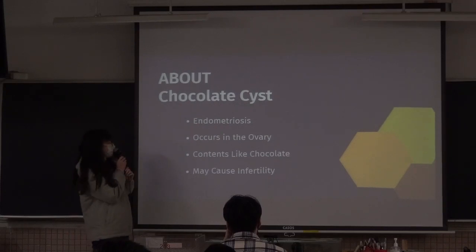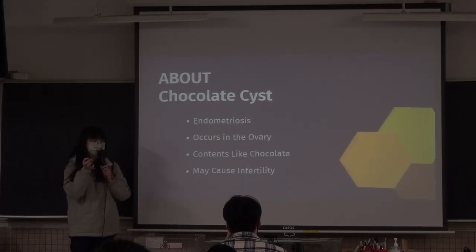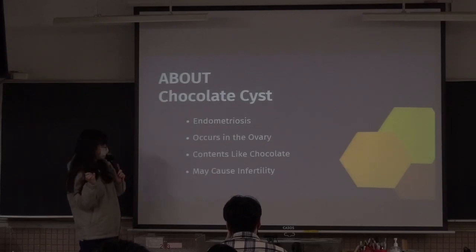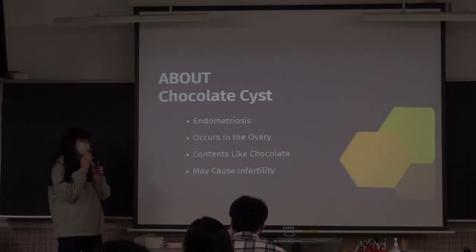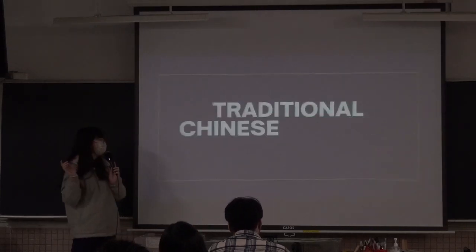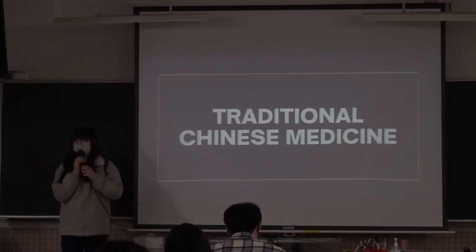Okay, so why it's called chocolate cyst is that the content in the cyst looks like chocolate. And the chocolate cyst may cause infertility. It means a woman cannot give birth. Okay, let's talk about the treatment. First one is traditional Chinese medicine.